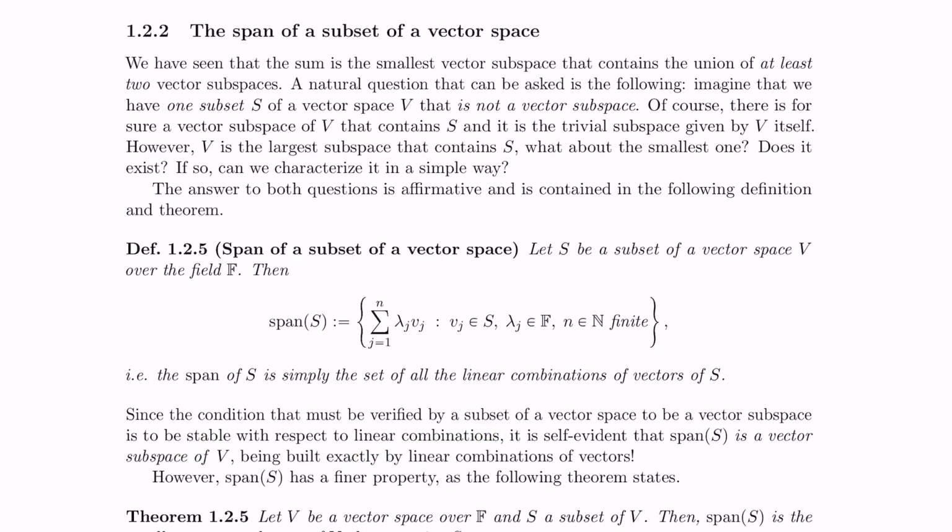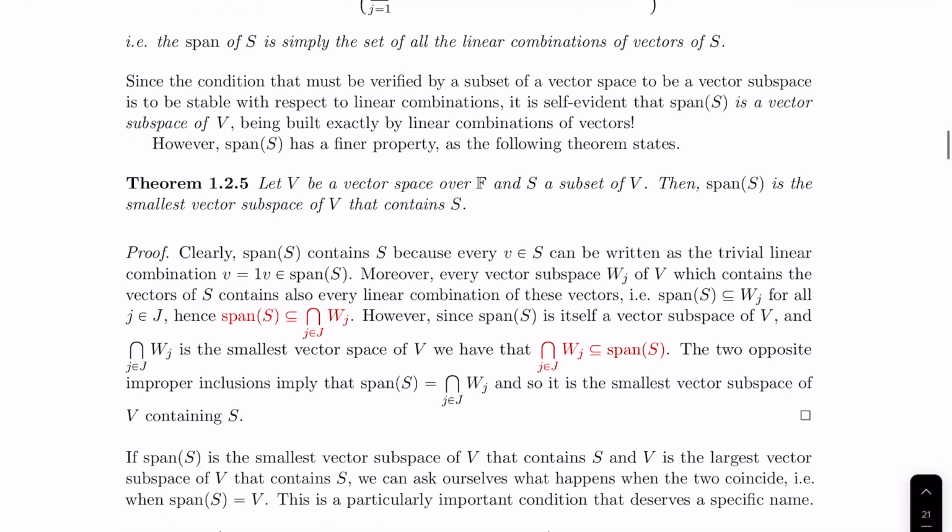Here, with the concept of span, we are defining the span of S as the set which contains all the possible linear combinations of vectors in S. And so it is self-evident that the span of S is a vector subspace of V. But not only that, the span of S has a finer property. In fact, the span of S is the smallest vector subspace of V which contains S. The proof is reported here. Unfortunately, we don't have the time to discuss it, but as always, I strongly encourage you to read it.